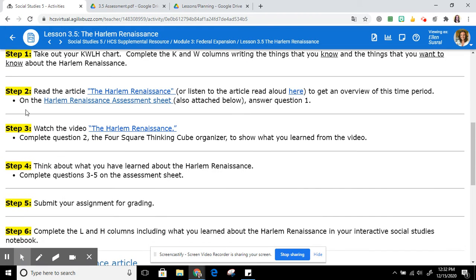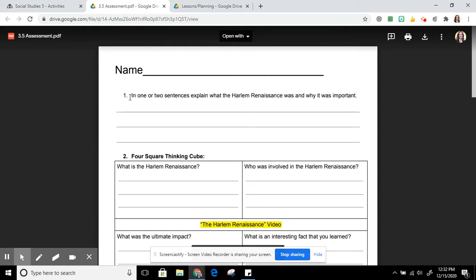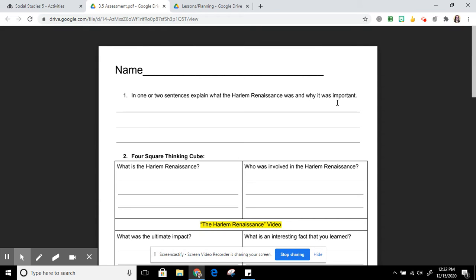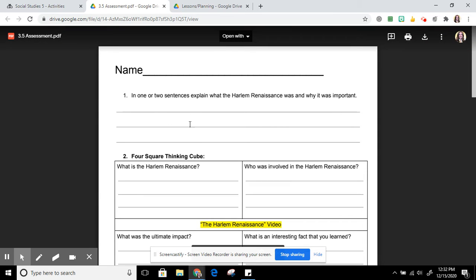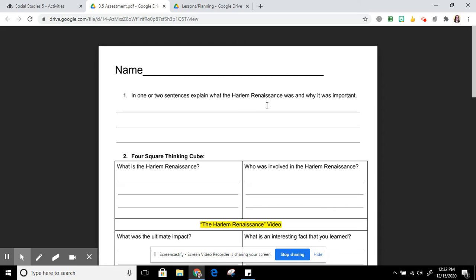Okay, all right, so step 2, you are reading the article, The Harlem Renaissance, or you're listening to it, and then you're going to answer question 1 on the assessment page. So let's look at what question 1 is. Question 1, in 1 or 2 sentences, explain what the Harlem Renaissance was and why it was so important. So on these lines, you're going to write 1 or 2 sentences explaining what the Harlem Renaissance was and why it was important.